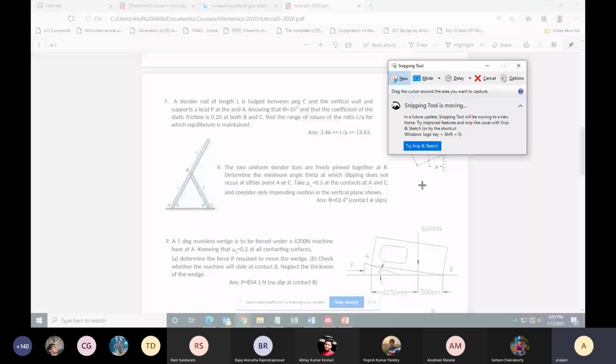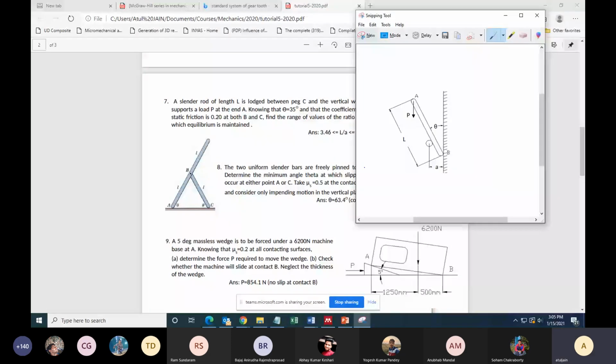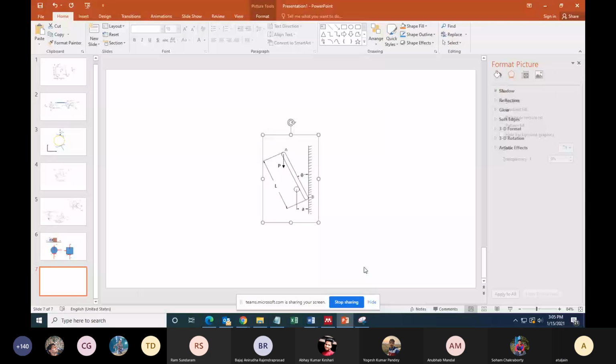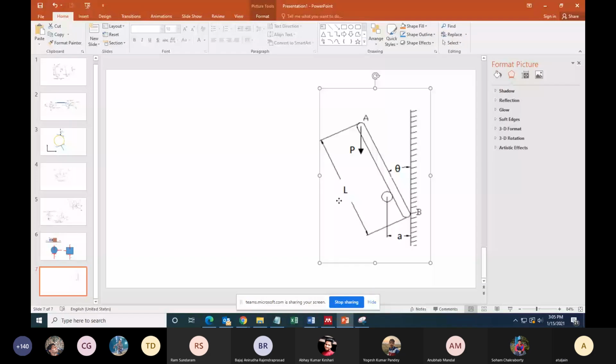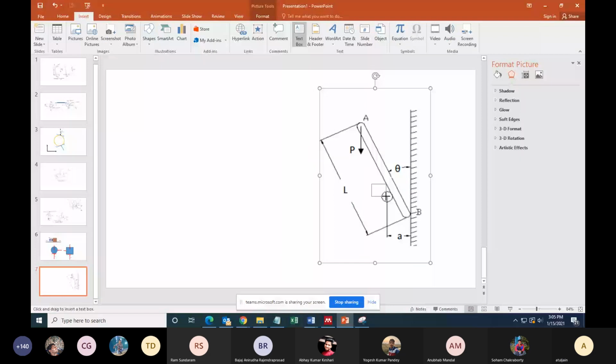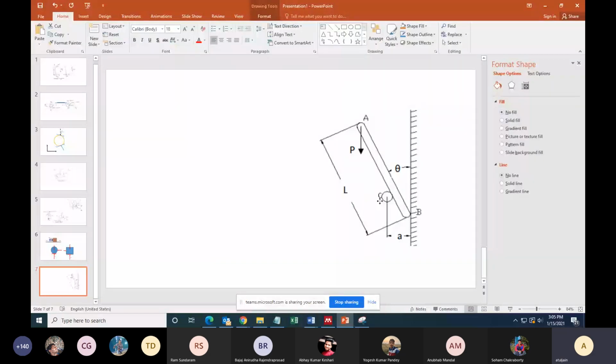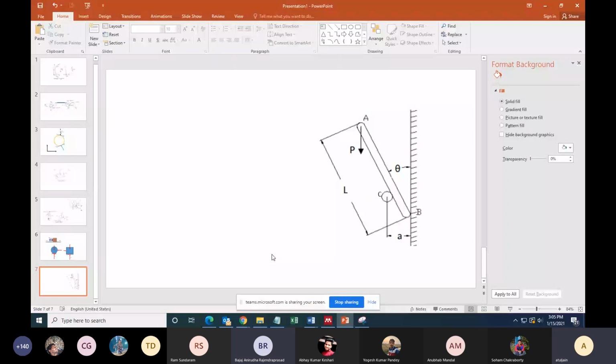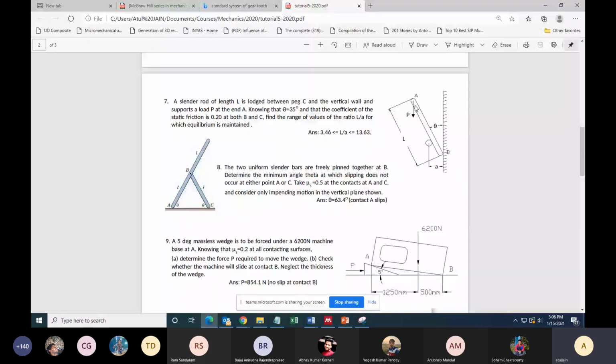So let's see. This is C. This is the peg C. Okay. Yes, sir. What does the question say? A slender rod of length L, which is this, is lodged between peg C and the wall. Theta is 35 degrees. Coefficient of friction is 0.20 at both B and C. Find the length of L by A so that equilibrium is maintained.